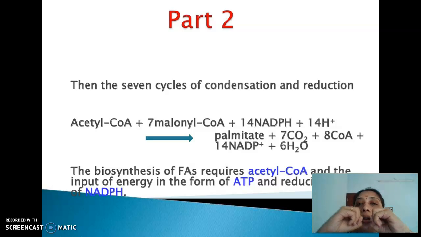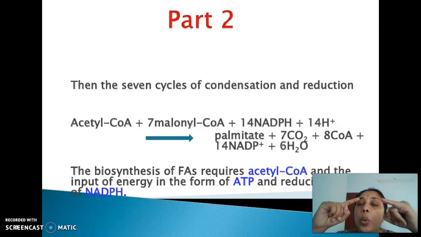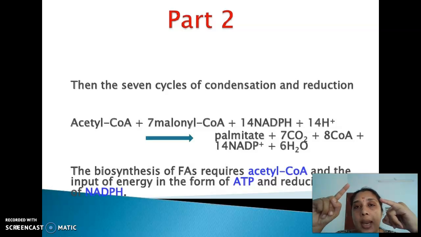And again, they are coming together. They are seated adjacent to each other. Now they are ready for initiating the synthetic reaction. And the synthesis starts with what? First is a condensation reaction.